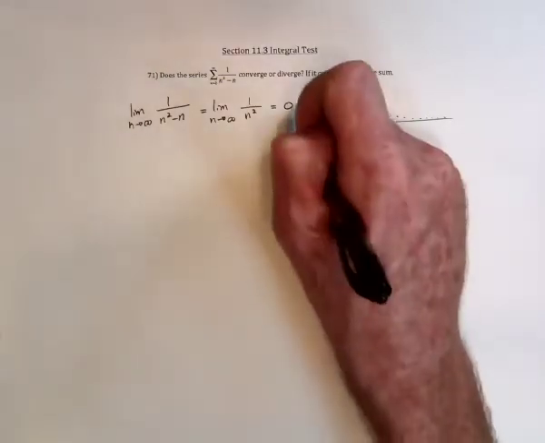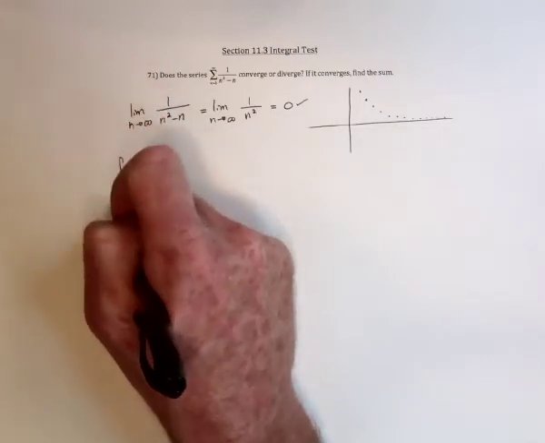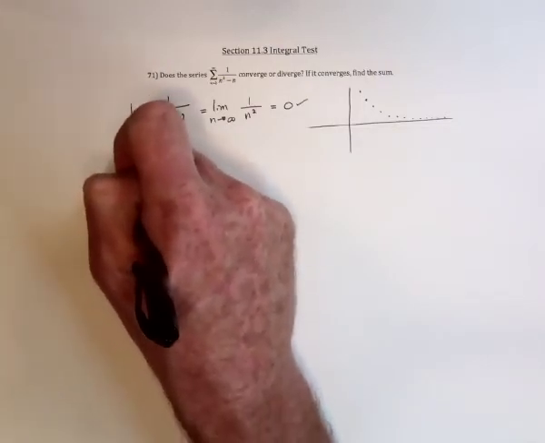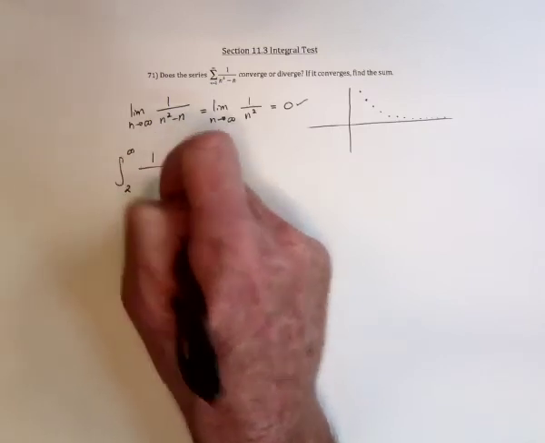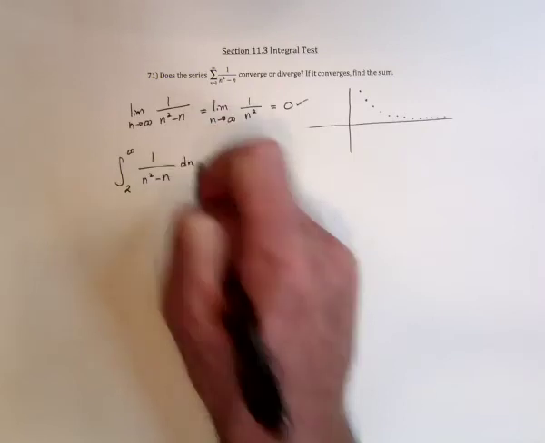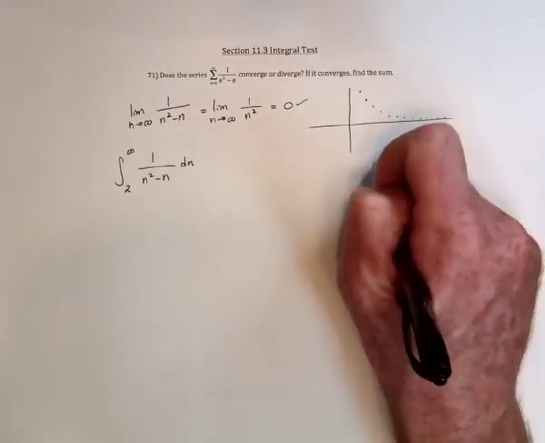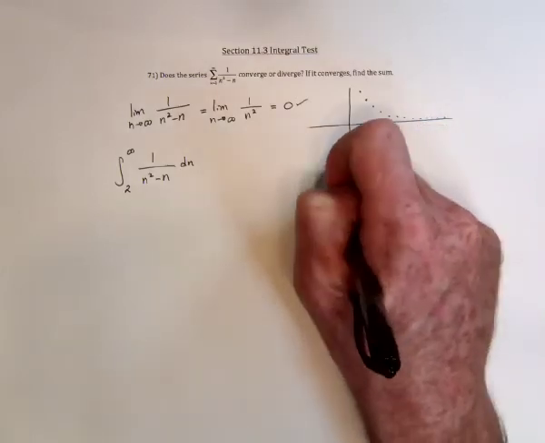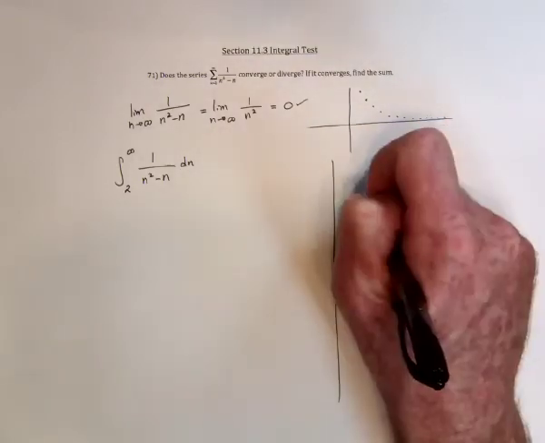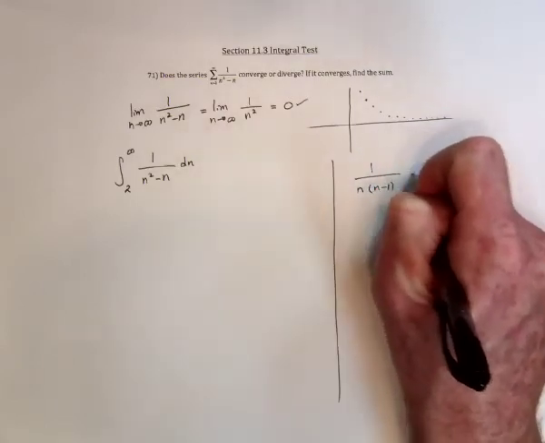So it passes that. Now the next thing is we need to be able to integrate. So integrate from 2 to infinity 1 over n squared minus n. And then how do you integrate that? Well, notice that it can be factored. So if it can be factored, we're going to be using partial fractions. So I'm going to work over here to do the algebra. 1 over, and then factor it, n times n minus 1.